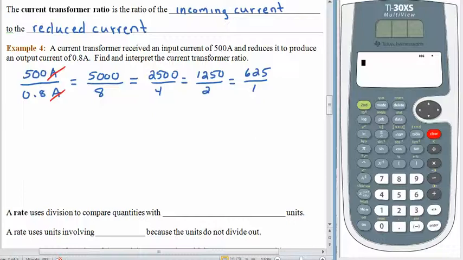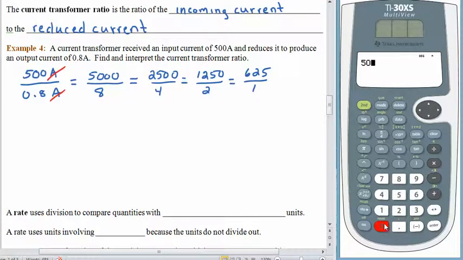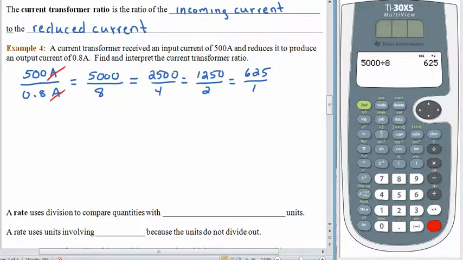Now maybe you knew already that 5,000 was divisible by 8 and could have gotten to the answer faster. That's fine. Or maybe you just used your calculator and did 5,000 divided by 8, and that's okay too, but really only in this case because the answer is a whole number. If we were talking about a current transformer ratio, you would probably see it written with a colon and say it's 625 to 1.